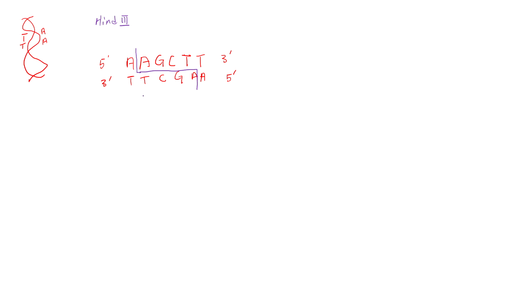Now we call this a palindromic site because if you read the sequence from 5 prime to 3 prime, it is going to have AAGCTT, while if you read the bottom strand from 5 prime to 3 prime, the sequence is exactly the same. It is AAGCTT. So we call this a palindromic site.